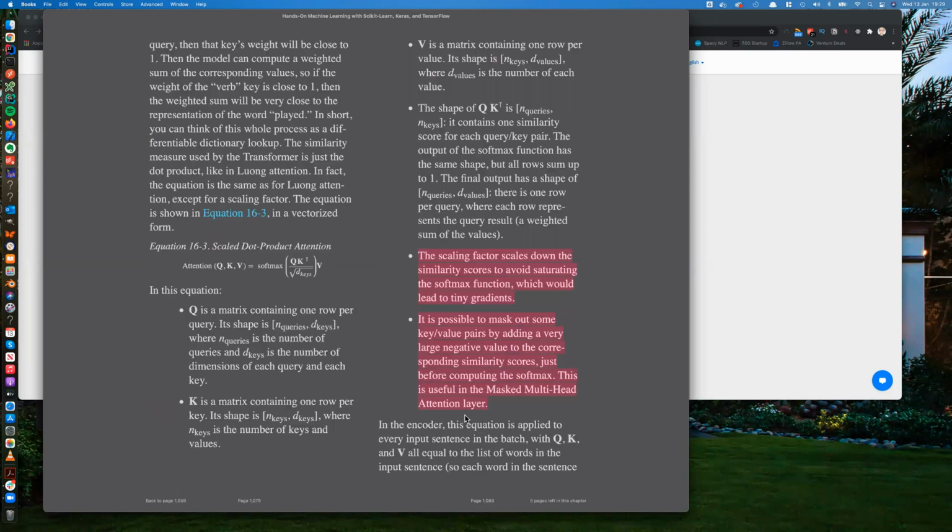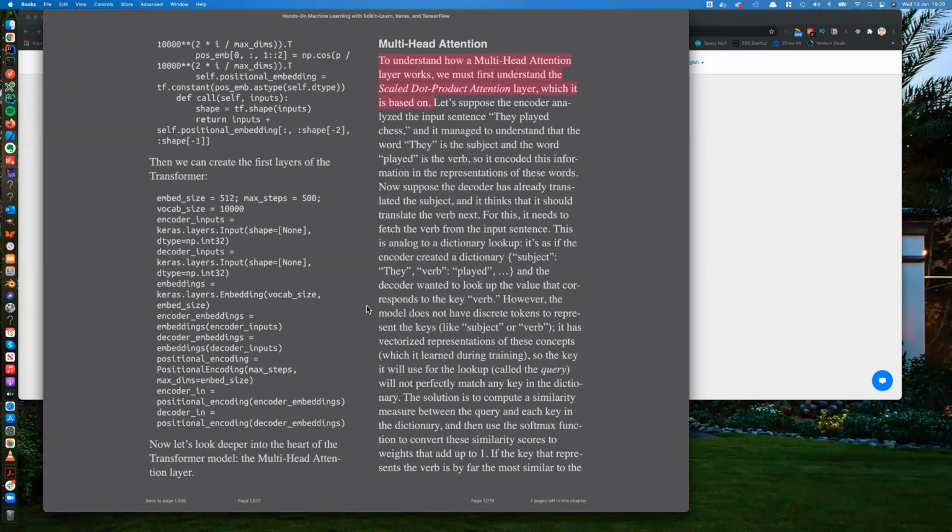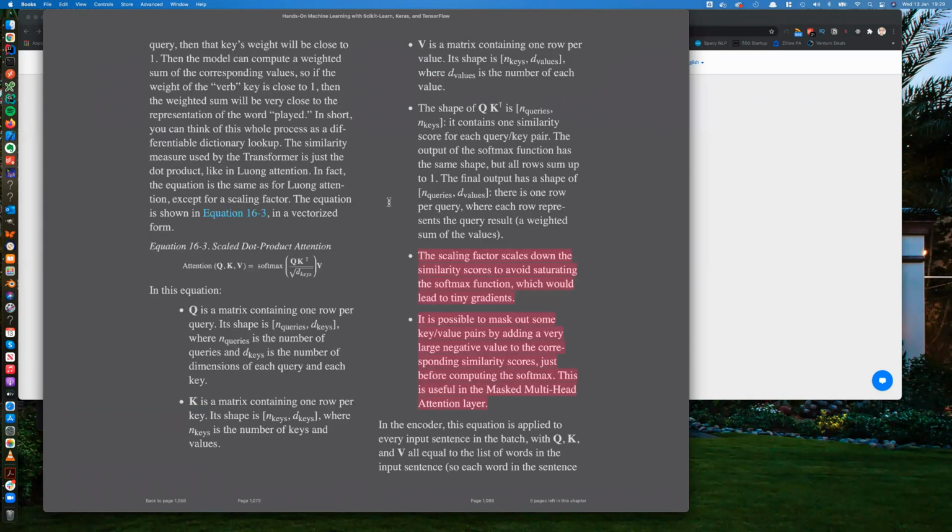Okay, so let's keep going. It says the solution is to compute a similarity measure between the query and each key in the dictionary, and then use the softmax function to convert these similarity scores to weights that add up to 1. If the key that represents the verb is by far the most similar to the query, then the key's weight will be close to 1. Then the model can compute a weighted sum of the corresponding values. So if the weight of the verb key is close to 1, then the weighted sum will be very close to the representation of the word played.